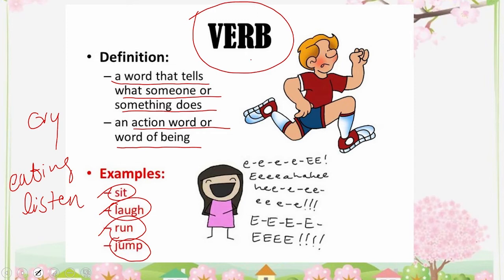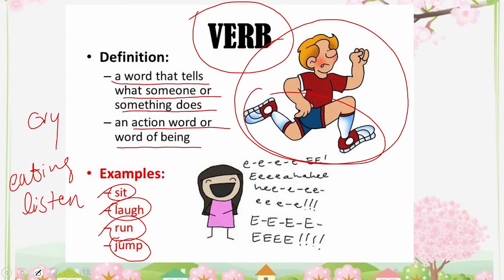You can see this boy is running here. Running is an action. He's doing an action. And this girl here is a little girl in a pink dress. She is laughing. This is also an action. So, a verb indicates what someone or something does, an action word.